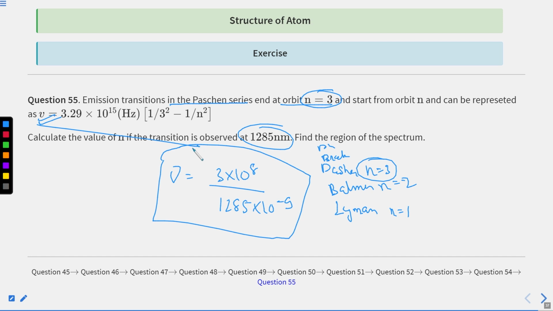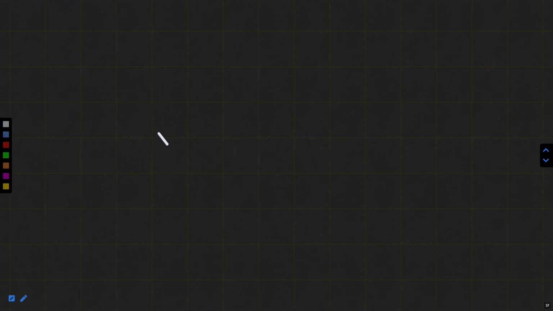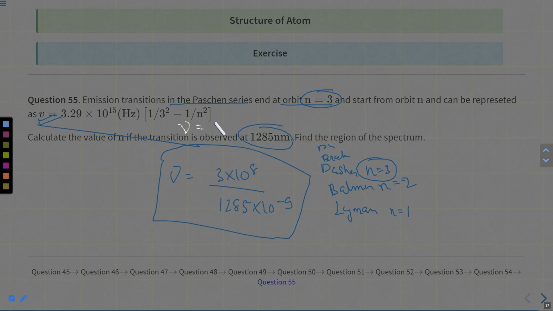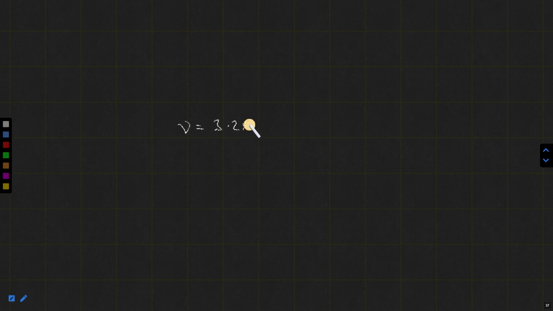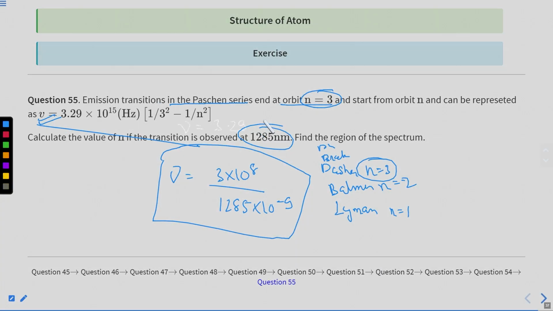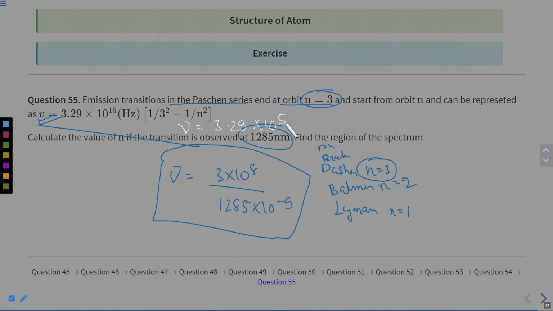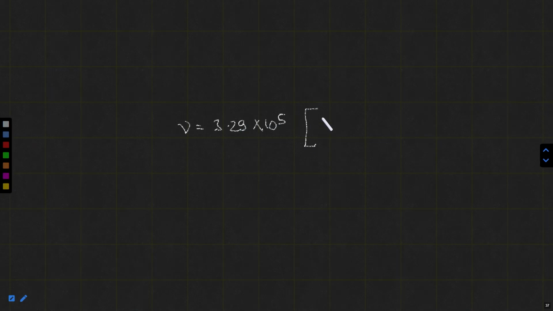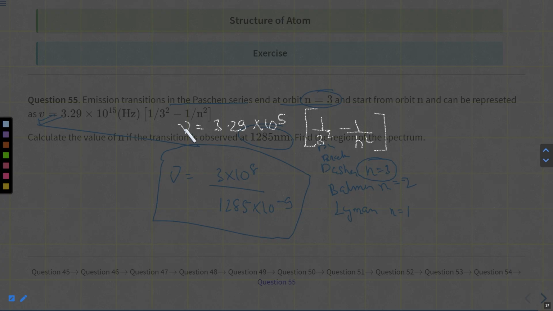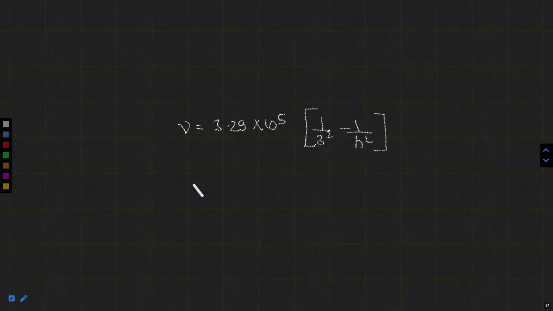Then we will use this formula: nu is equals to 3.29 into 10 to the power 15, 1 by 3 square minus 1 by n square. So this nu value we have calculated from here, that is 3 into 10 to the power 8 by 1285 into 10 to the power minus 9. So we will put this value here.